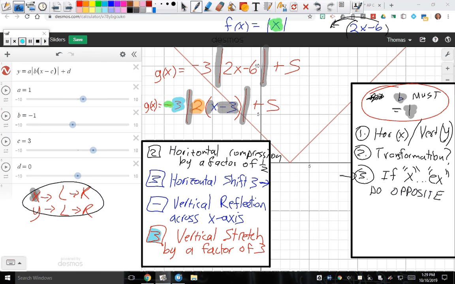And what's the last transformation that you see? The 5. And what is that going to be? A vertical shift 5 units up. Because vertical is up and down. Okay? Questions? Okay. Nicely done.